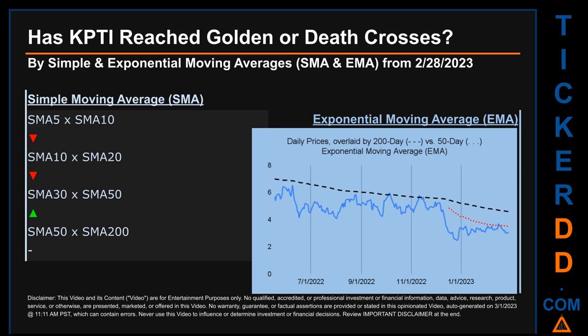Continuing with SMA, we looked across the 5 to 10, the 10 to 20, and the 30 to 50-day ranges to see if golden and death crosses had been reached. We found a golden cross signal for the 30 to 50. We found death cross signals for the 5 to 10 and the 10 to 20. We could find neither a golden cross nor a death cross signal for the 50 to 200.